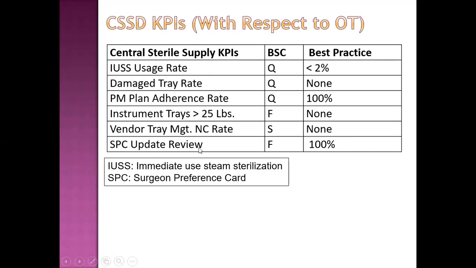Then these KPIs I have already described in my previous lecture on operation theater management. The first one is immediate use sterile steam usage rate. It should be less than 2%. So we should have adequate sterile items available. Then damaged tray rate, PM plan adherence rate, instrument trays more than 25 pounds, vendor tray management, NC rate, SPC, that is surgeon preference card update review. So this is the best practice or benchmark.